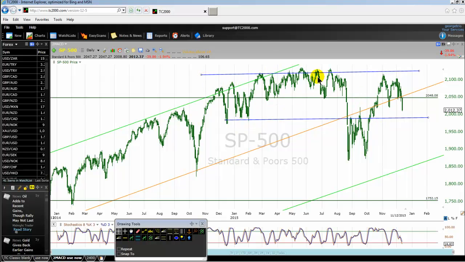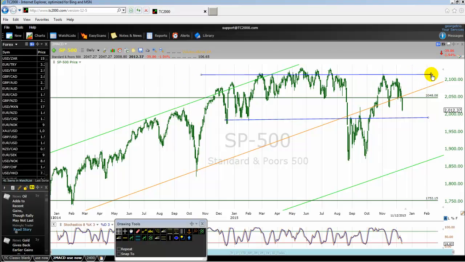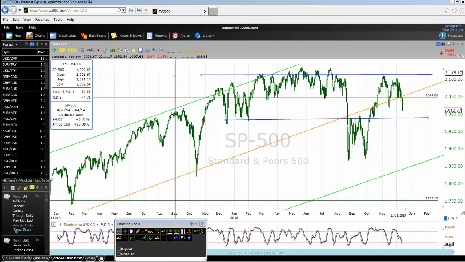On the daily chart, we know now there's a consolidation taking place. So here we are, consolidation. If I adjust my line correctly, the top of the consolidation is the zone of 2115.